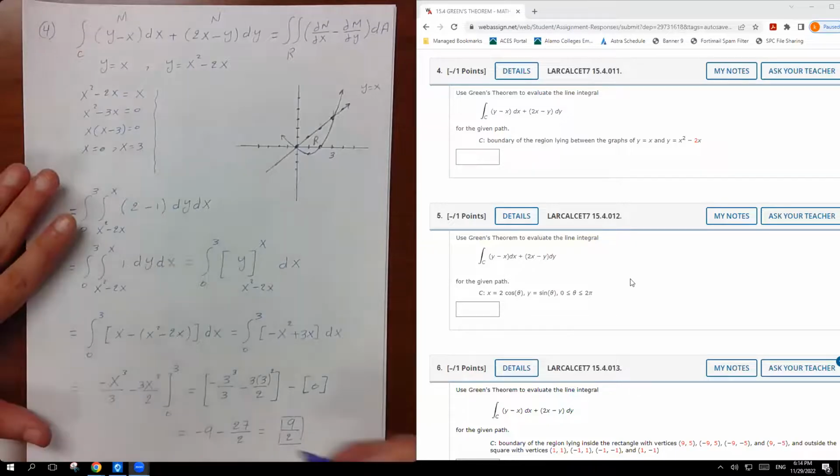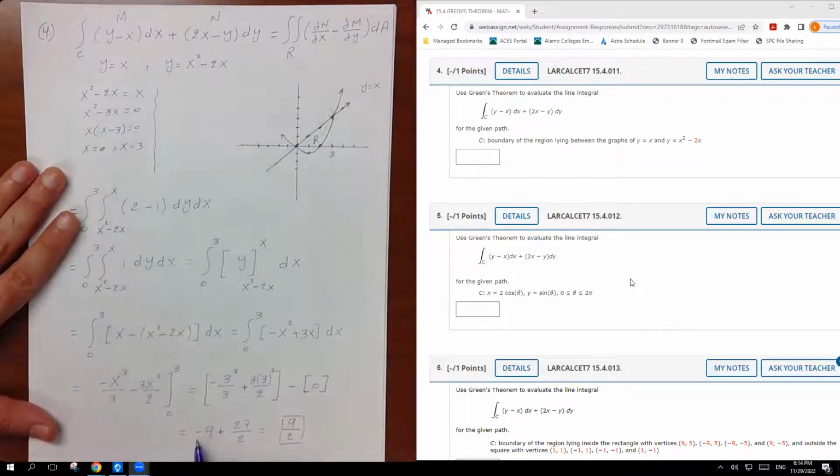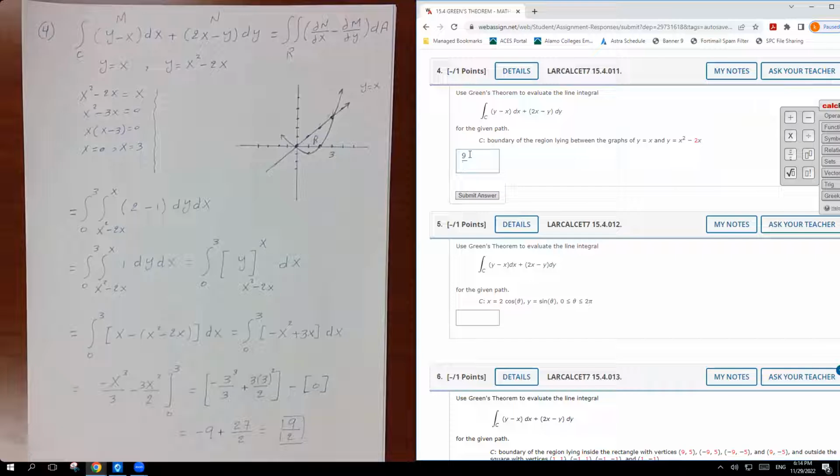Yeah, here's the whole thing. This is a plus. So it's going to be negative 18 over 2 plus 27 over 2. So it's going to be 9 over 2. So for number 4, it's going to be 9 divided by 2. That's it for number 4.